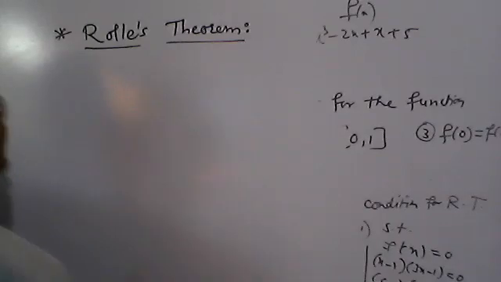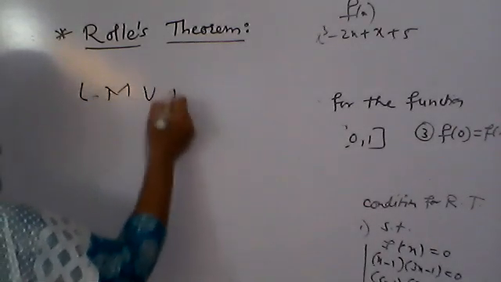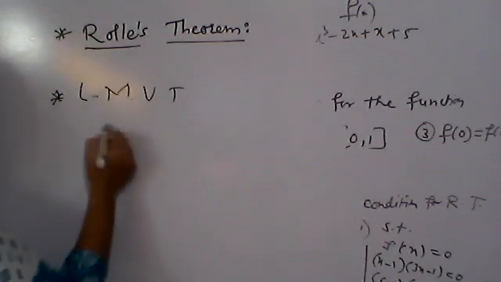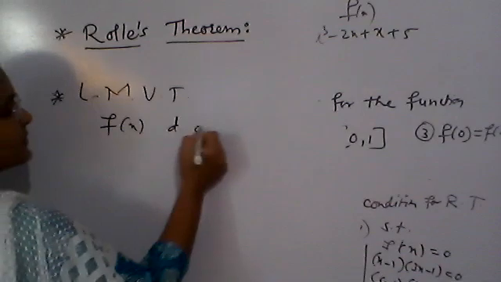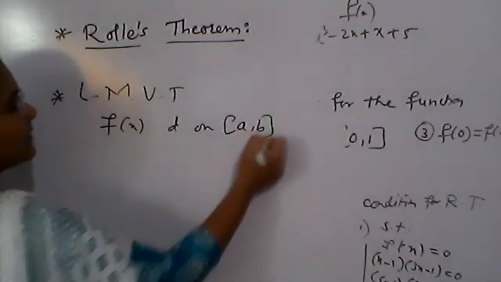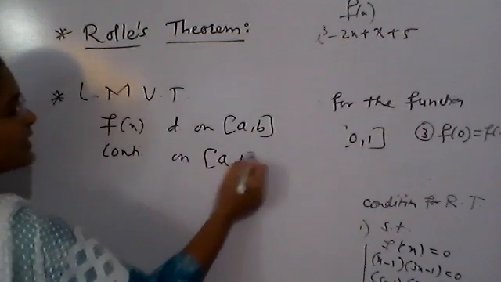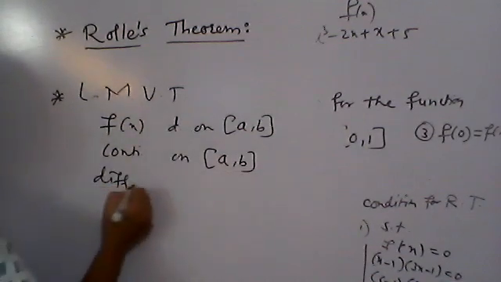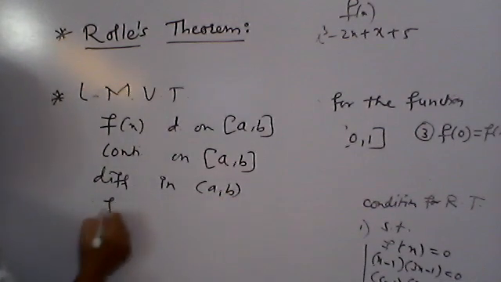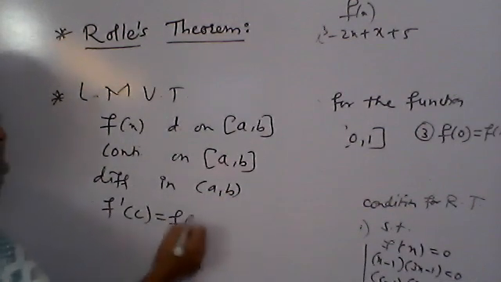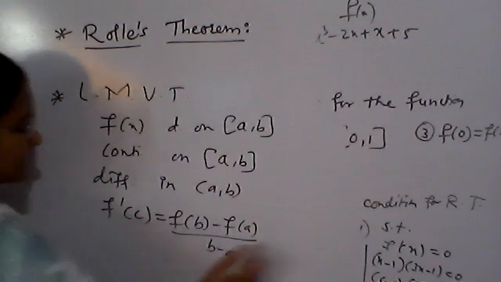See, LMVT, Lagrange's mean value theorem. Same conditions. f of x defined on closed interval a comma b, continuous on closed interval a comma b, differentiable in open bracket a comma b, with the condition f dash of c equals to f of b minus f of a upon b minus a.